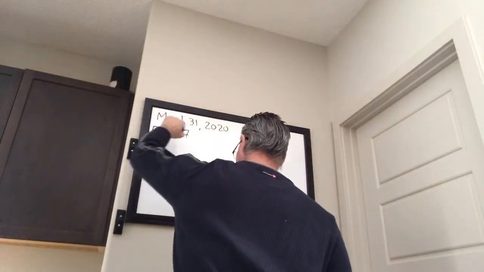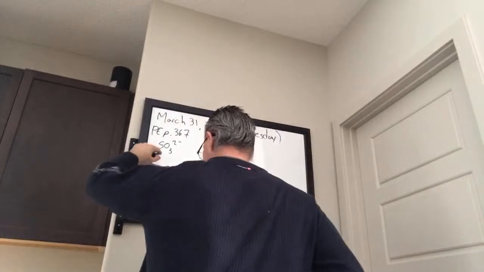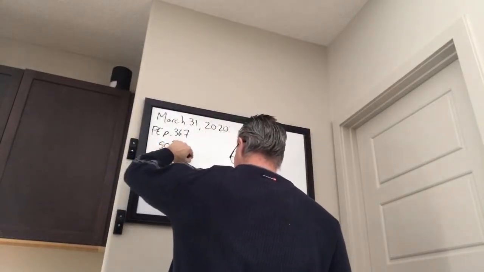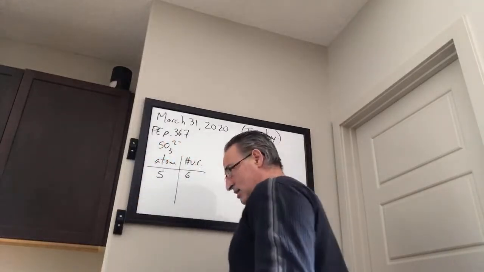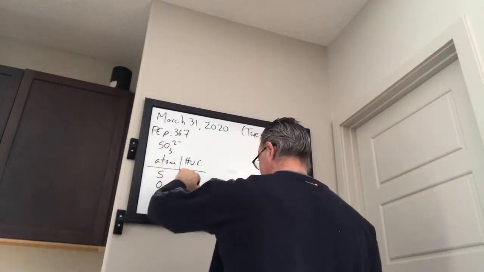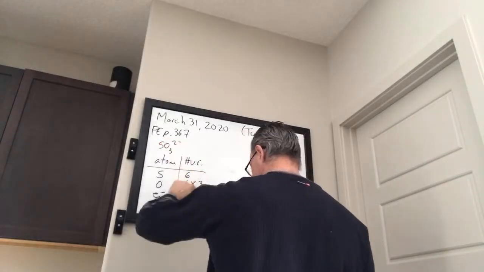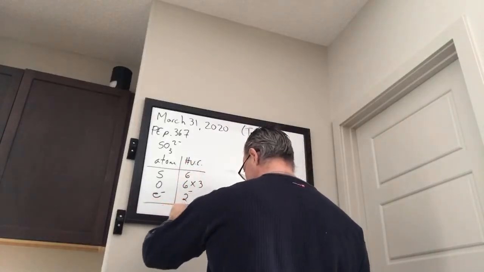It says, predict the electron domain geometry and the hybridization of the central atom in sulfite, SO3 2-. Page 367. So again, before you do anything, you have to find out how many electrons you're dealing with. So let's look at the atoms and the number of valence electrons associated with each atom. Sulfur is a chalcogen, so it's got 6 valence electrons. Oxygen is also a chalcogen with 6 valence electrons, and there's 3 of them in sulfite. And finally, you have 2 extra charges due to the formal charge on the ion. So 4 times 6 is 24 plus 2 gives you 26 electrons to account for.